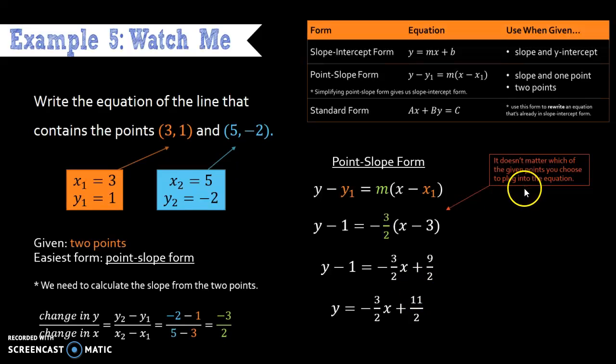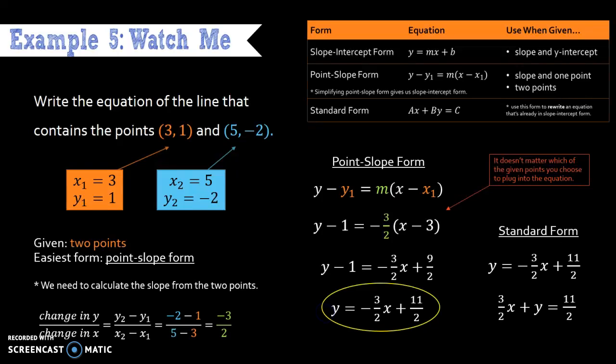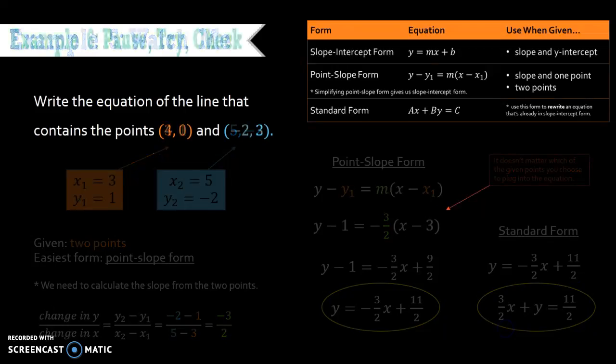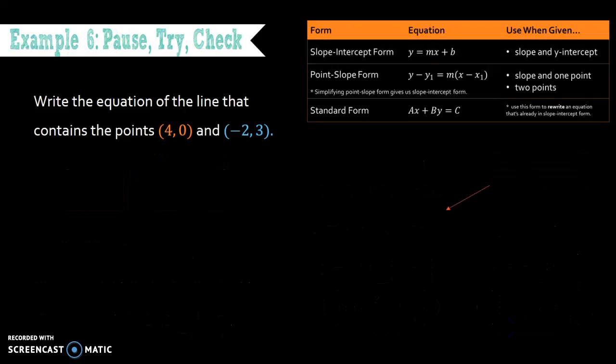Now, it doesn't matter which of the given points you choose to plug into the equation. I'm choosing the orange point, 3, 1, to plug in the place here. So you see my 3 is my x-coordinate, my 1 is my y-coordinate, and then I'm simplifying down to get y equals -3/2 x plus 11/2. In standard form, that just means I rearrange. I'm going to add 3/2 x to both sides, and I get my standard form right here. Go ahead and pause and try this one.